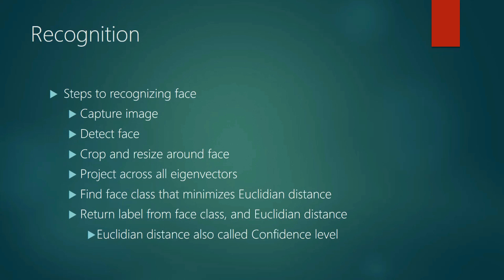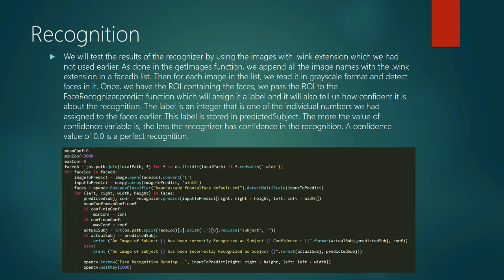The steps to recognize a face involve capturing the image, then detecting the face, cropping and resizing around the face, and projecting across all eigenvectors. Then we find the face class that minimizes the Euclidean distance, and return the label from the face class and also the Euclidean distance. The Euclidean distance is used as a confidence level here.